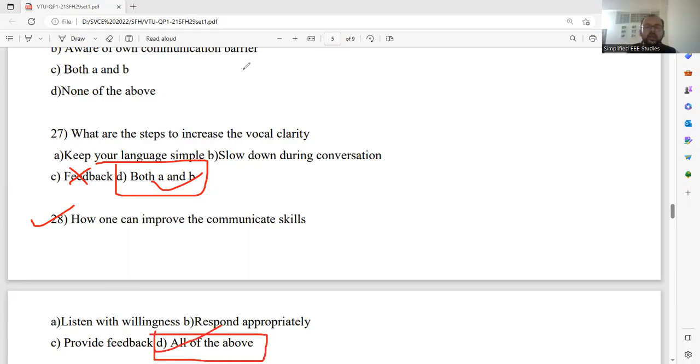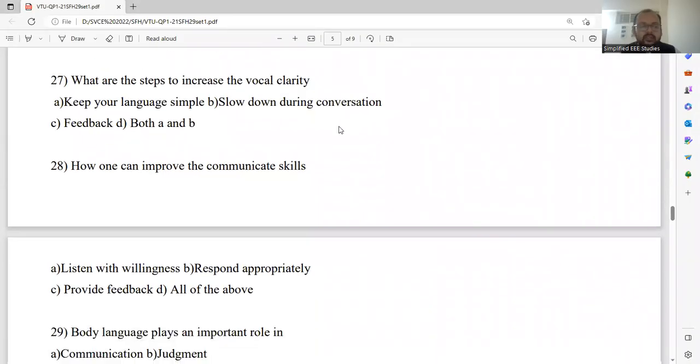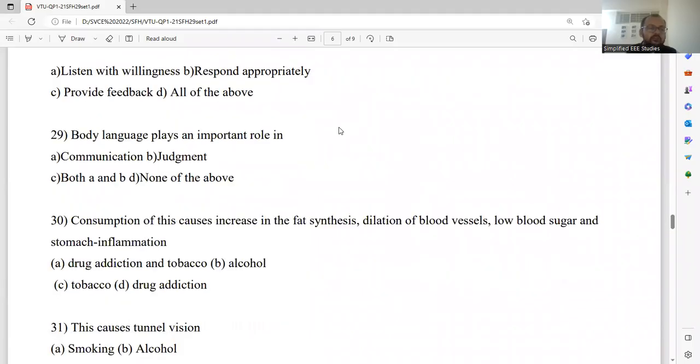Fine. So likewise, try to read and make use of your 1 hour. The duration of the exam is 1 hour only. So kindly make use of the 1 hour.